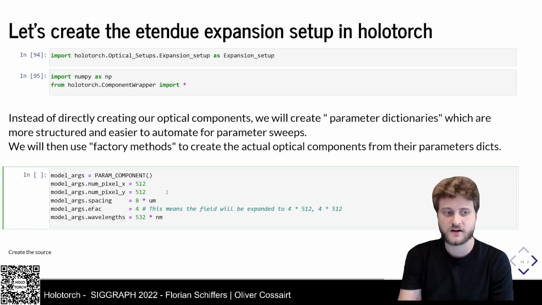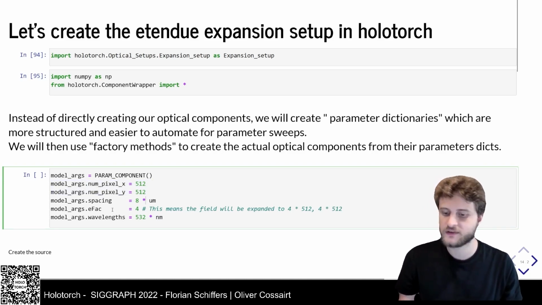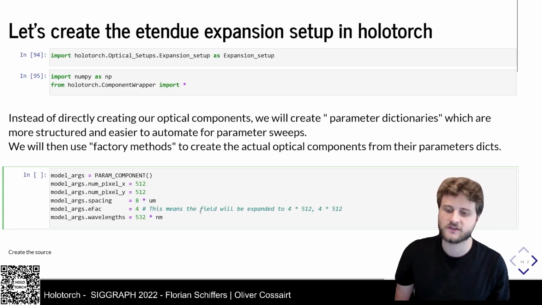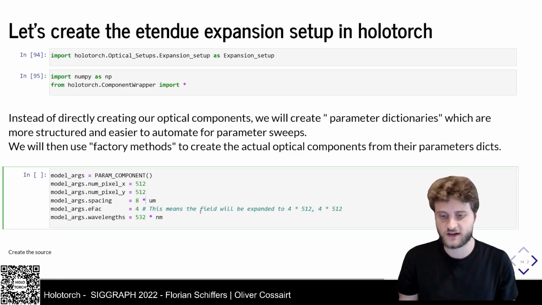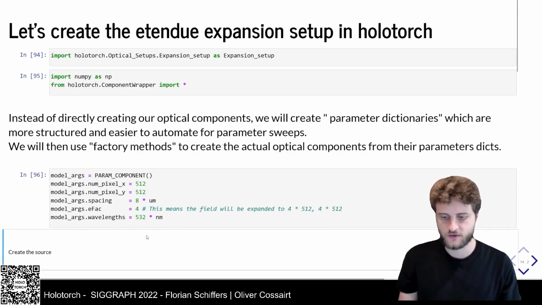For that, we have these parameter component classes. The first class is going to be the model arguments. So we're going to say that we have 512 pixels in X and Y as dimension, and a spacing of 8 micrometers. We have an expansion factor of 4. It means we're going to upsample each pixel by a factor of 4 in each direction. So we're going to go from 512 to 2000 by 2000, and a 532 nanometer wavelength.